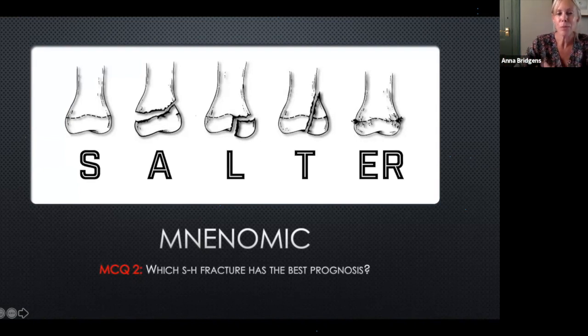Okay, so let's do another MCQ for you guys. So A to E, which Salter-Harris fracture has the best prognosis? Looking at those fractures there.